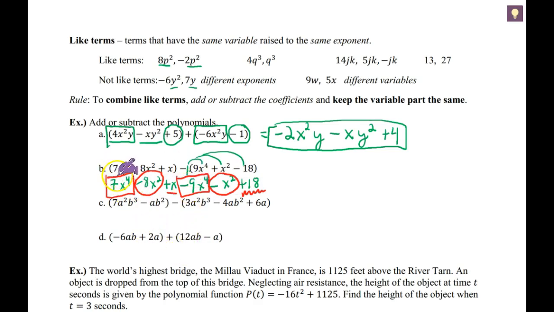So in this case, 7x to the fourth minus 9x to the fourth. 7 minus 9 is negative 2. The variable stays the same. Don't try adding these exponents together. Then I have negative 8x squared minus 1x squared. I get negative 9x squared. And then last I have my x term and my constant. They do not have any like terms to add. Alright, go ahead and try the next two examples and see how you do.